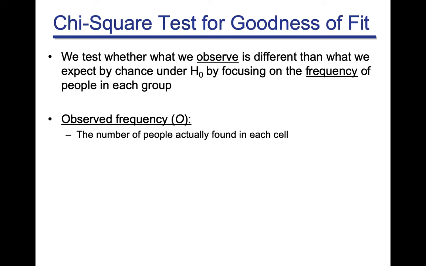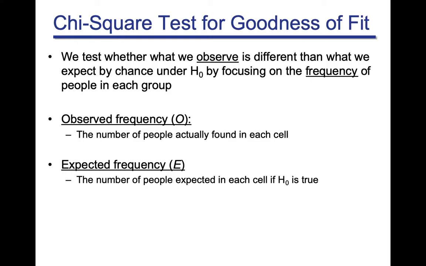The observed frequency is the number of people actually found in each cell of the research design. So in the table, there are only two options, Coke or Pepsi. How many people actually chose Coke? How many people actually chose Pepsi? The expected frequency is the number of people expected in each cell if the null hypothesis is true. In this little study, there are 50 people, so if there's no preference for one versus the other, we're expecting 25 and 25.